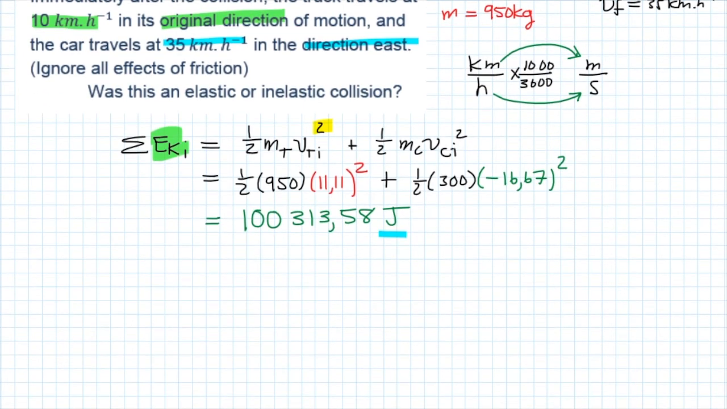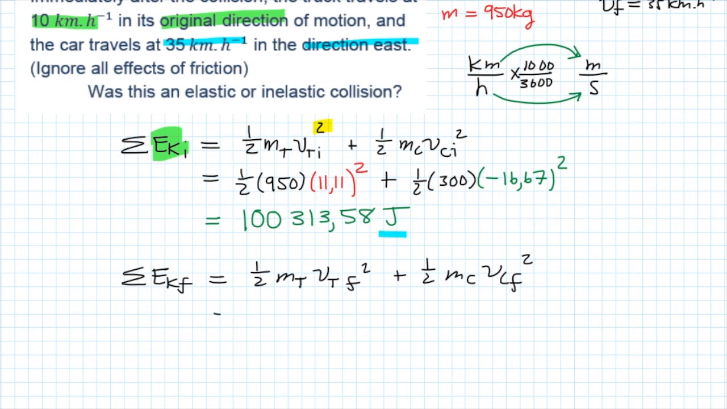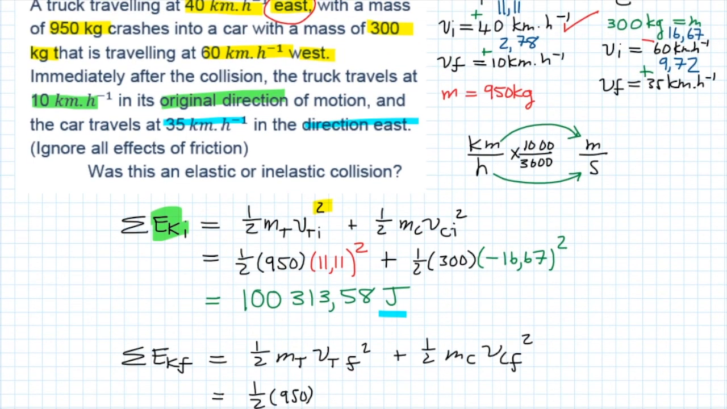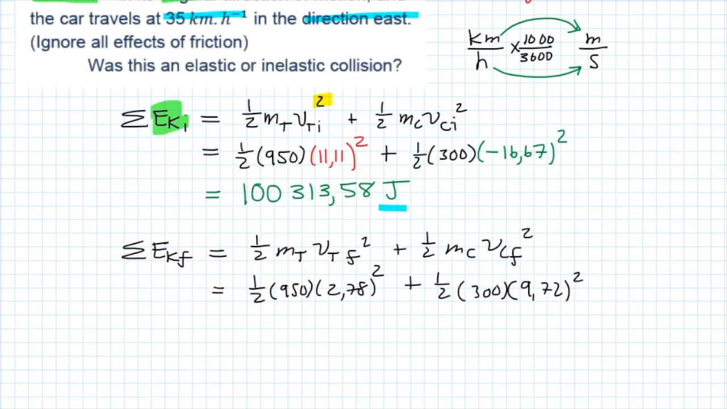So now we need to calculate the kinetic energy after the collision, and notice that I'm calculating each of these on their own. So we're going to say half the mass of the truck times its final velocity squared, plus half the mass of the car times its final velocity squared. The masses are still exactly the same, so that of the truck is 950, but its final velocity we calculated as 2.78, and we must not forget to square it. And we have half. The mass of the car is still 300. Its final velocity is 9.72 meters per second. And now we can take all of this and plug it into our calculators.